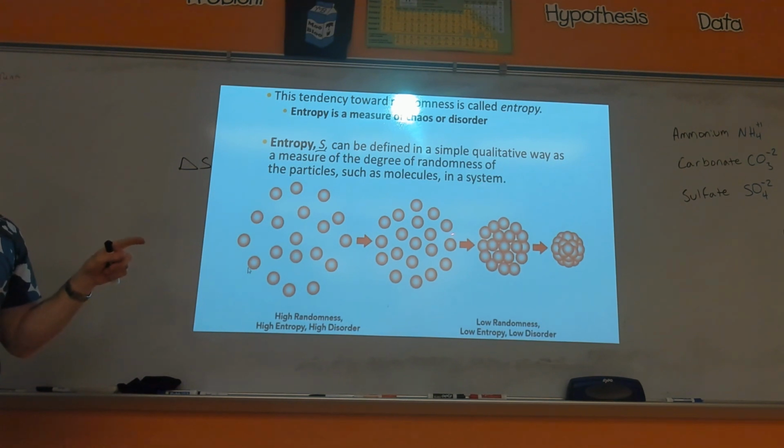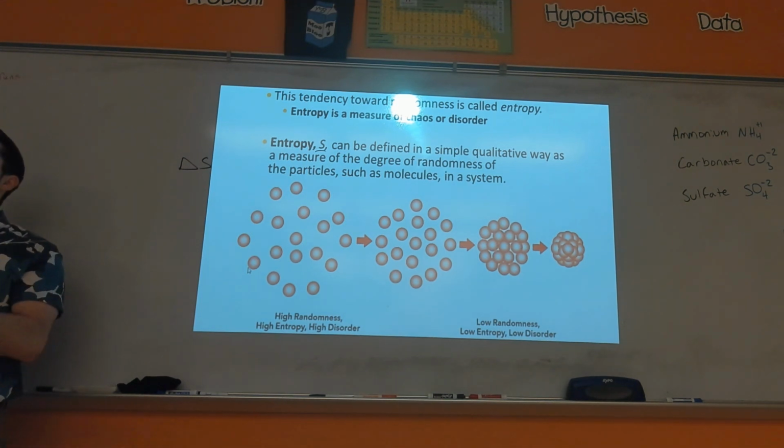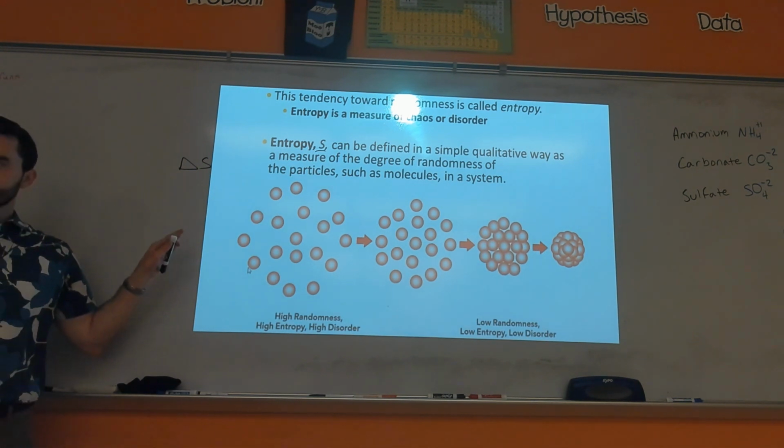And when they say system, you'll hear that word in chemistry and especially in physics. System is basically the environment that you're doing the experiment in. So if you're doing a reaction in a test tube, that test tube would be your system. Okay. All right, we good here?